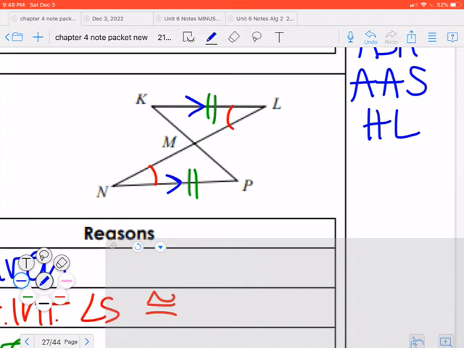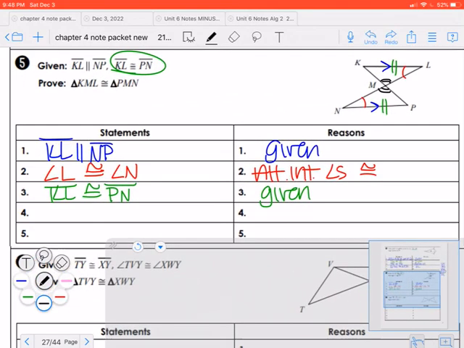I had mentioned the two lines crossing, and you can make vertical angles. So we have those two, and our pair of vertical angles would be those two. That would give us two angles and a side. Angle, angle, side. So let's get that down.